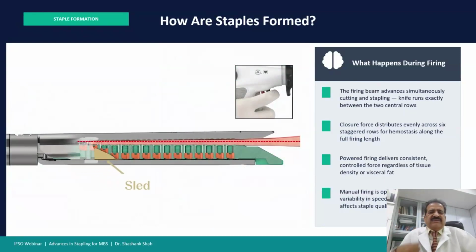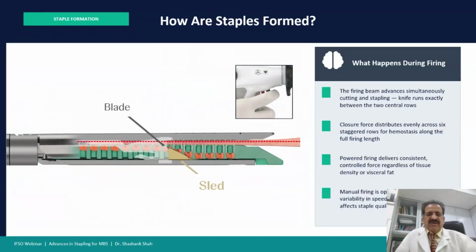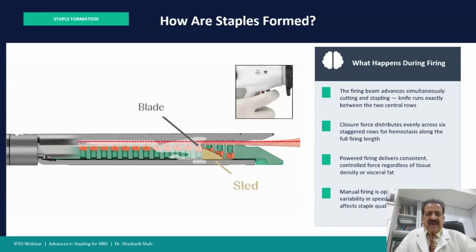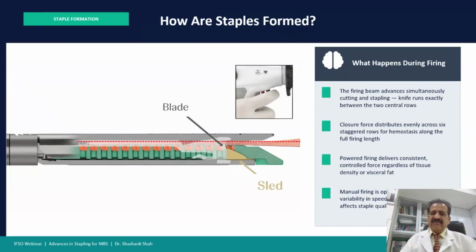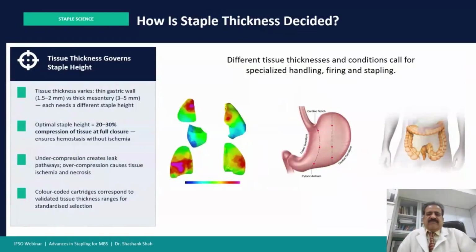Now let me show you how staples are formed. This is how the blade is getting advanced and the drivers are pushed ahead, firing advances and the closure force distributes evenly, and then a B formation and compression happens.